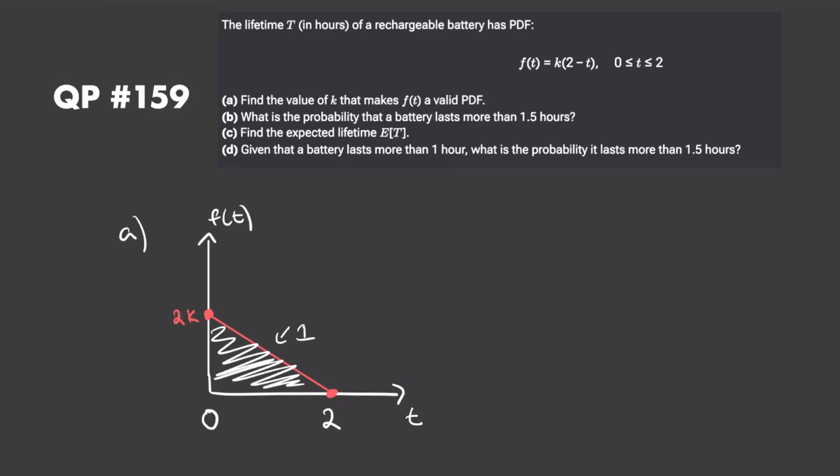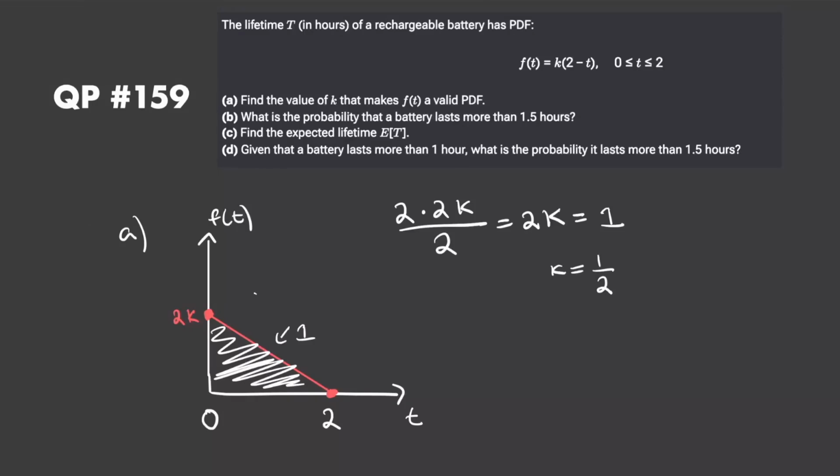Now you could do this in two ways. Since our density function is so simple, just a straight line, we could calculate the area of this triangle, or we could use an integral. First, by calculating the area of a triangle, the base has length 2, and the height has length 2k. So 2 times 2k, divided by 2, which is the area of a triangle, gives us 2k. However, because we need this area to be equal to 1, we can solve for k, and k is going to equal 1/2.